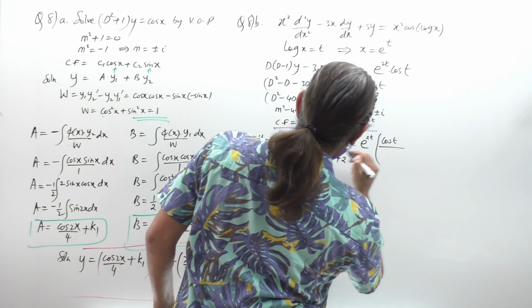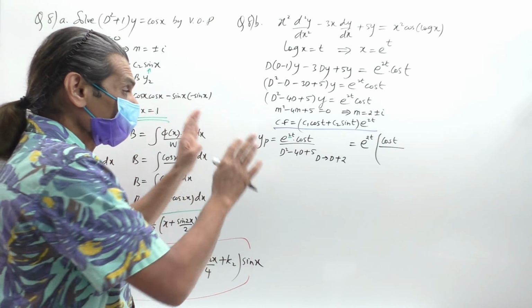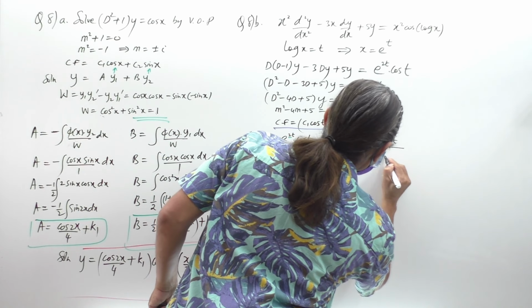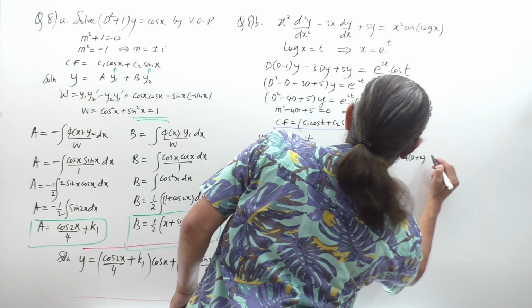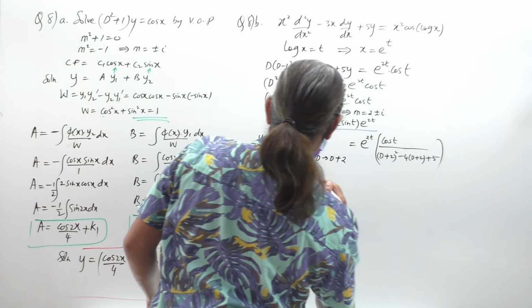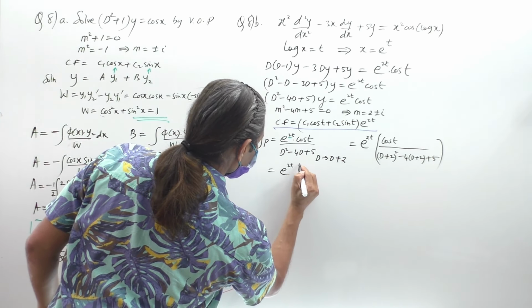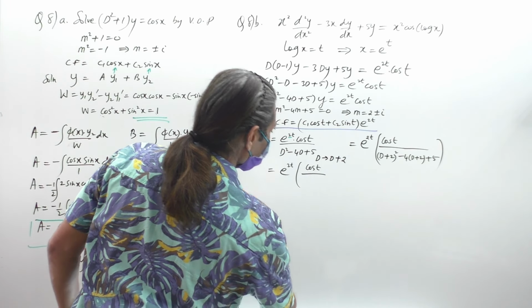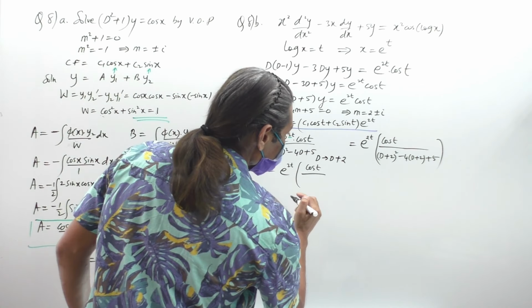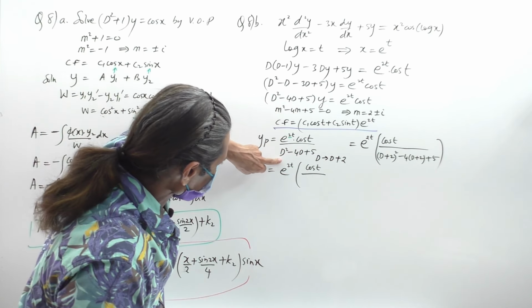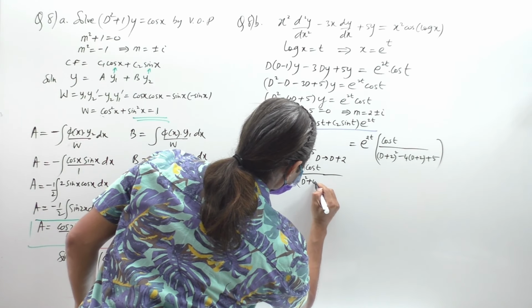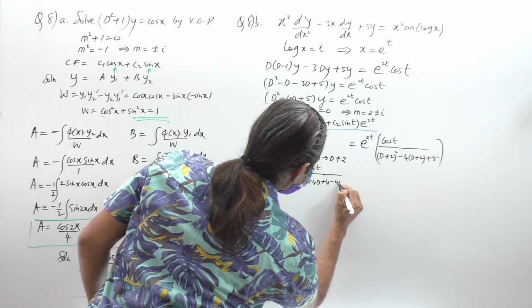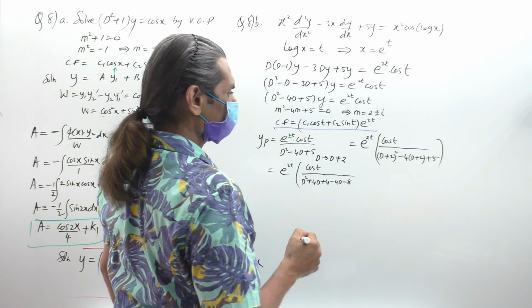replace all the d's. Each and every d has to be replaced now. So d plus 2 the whole square minus 4 into d plus 2 plus 5. So this will be now e raised to 2t into cos t by, see, simplified, replace all the d's. All the d's are replaced: d plus 2 the whole square minus 4 into d plus 2 plus 5. It is d square plus 4d plus 4 minus 4d minus 8 plus 5.